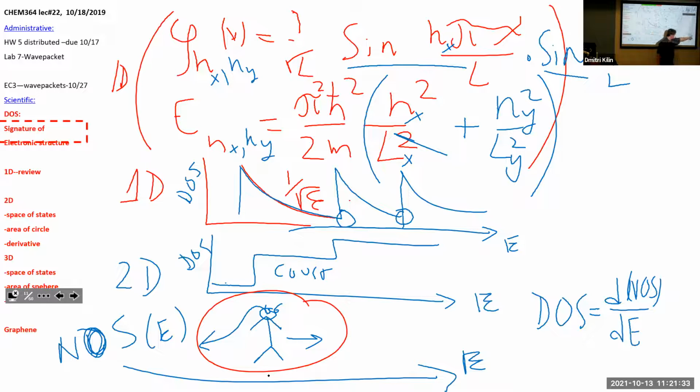So basically, we are going to practice this equation: find the number of states as a function of energy, take the derivative over energy, and find the density of states. Our answer should be a flat line, constant.